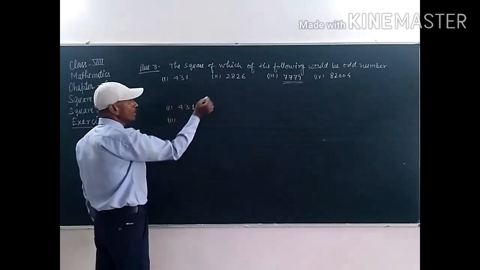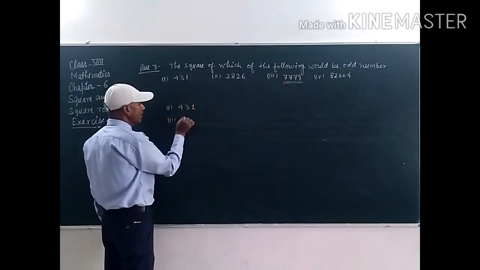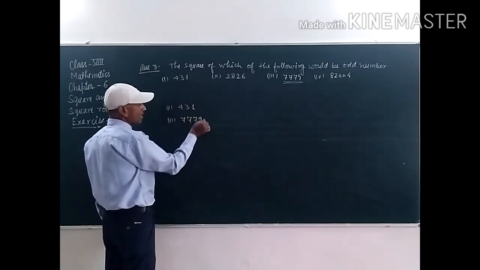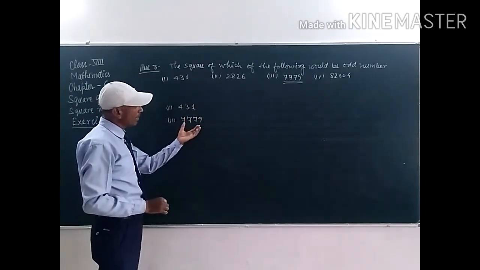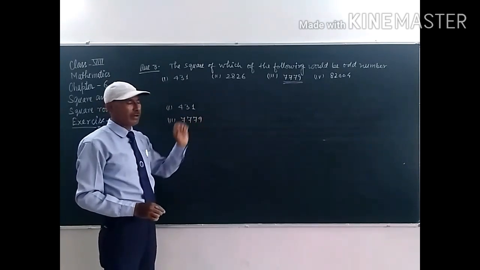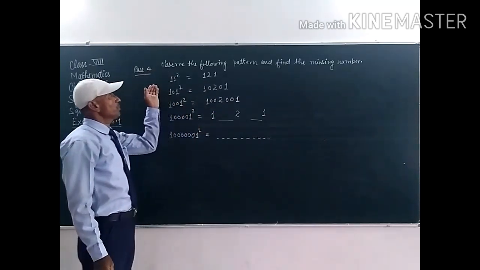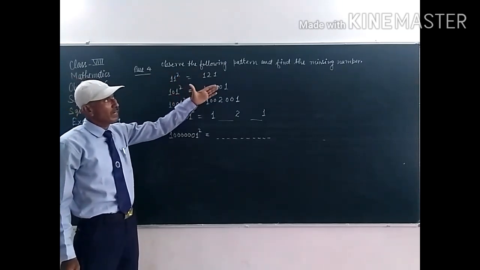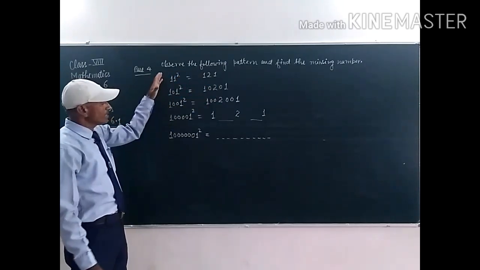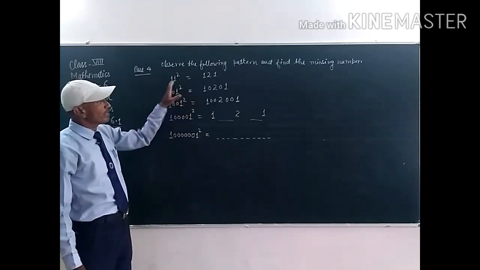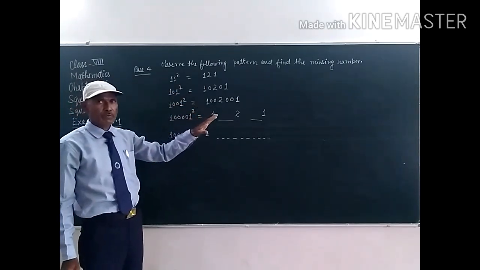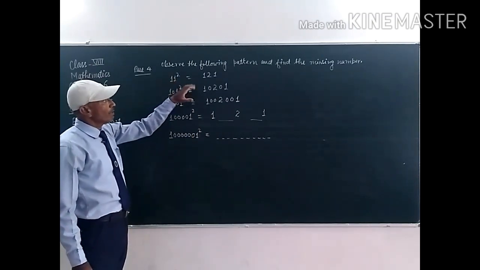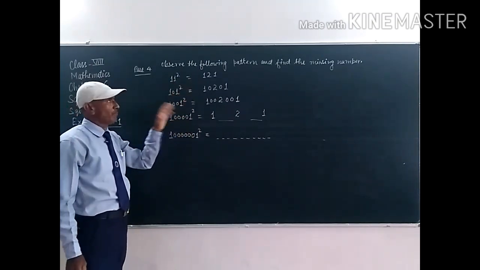So second one, that is 7779. It is an odd number, so square of this number would be an odd number. This is question number 4, student, and in this question observe the following pattern and find the missing number. There is a pattern, student, and in this some numbers are missing, so we have to find out those numbers. So first of all we have to observe this pattern carefully.